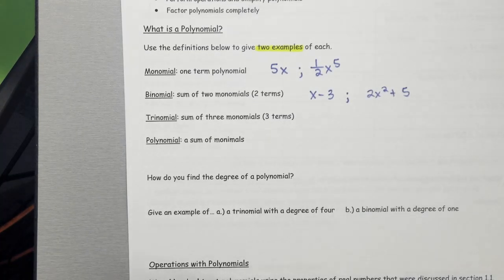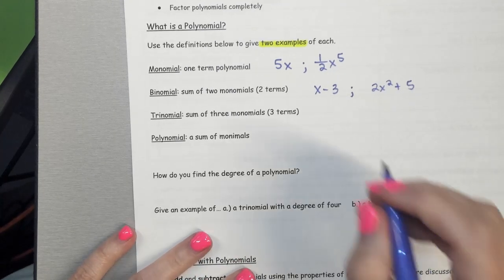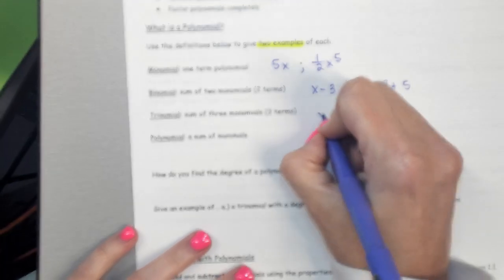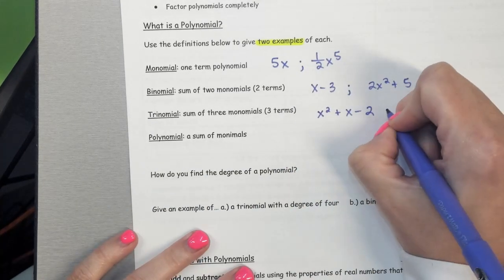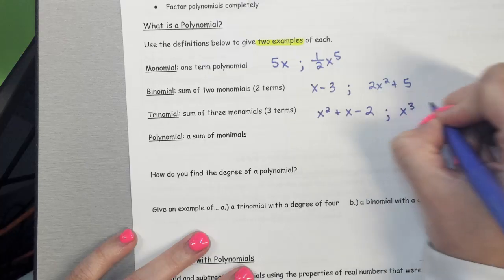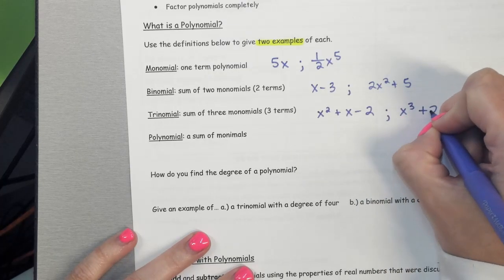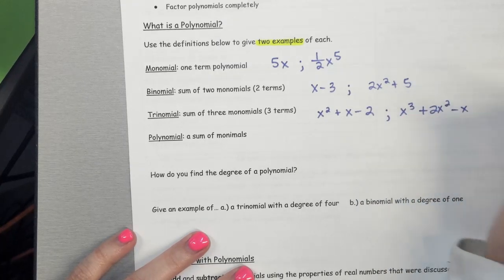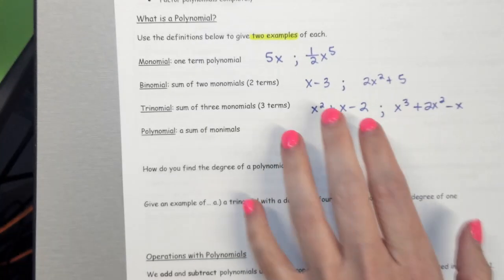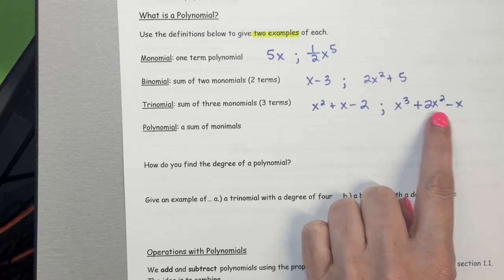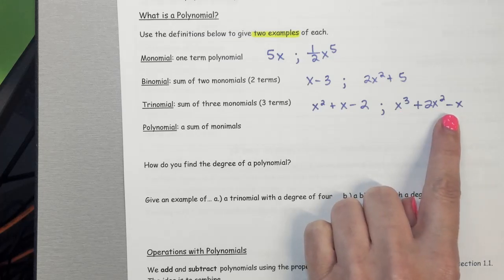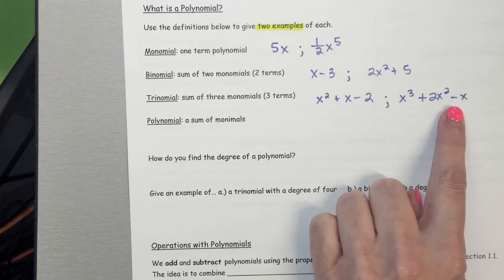Okay, and then a trinomial is a sum. Jake, will you give me one of your trinomials? X squared plus x plus 2. Great. Okay, and then I'm going to give you guys one as well. X cubed plus 2x squared minus x. A lot of times we're trying to factor these. Do you guys remember what we'd factor out if you had a trinomial that was x cubed plus 2x squared minus x? Yes, you factor out the x, which is the GCF.